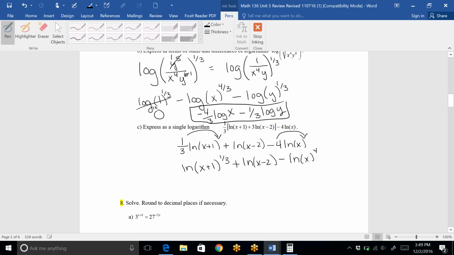Anything that's positive will end up on top. Any logs that are negative will end up in the bottom. So this is natural log of the cubed root of x plus 1, because remember this power is actually a cubed root, times x minus 2, because this is also going to be on top, and plus turns into times, all over the x to the fourth. So that is the answer for part C.